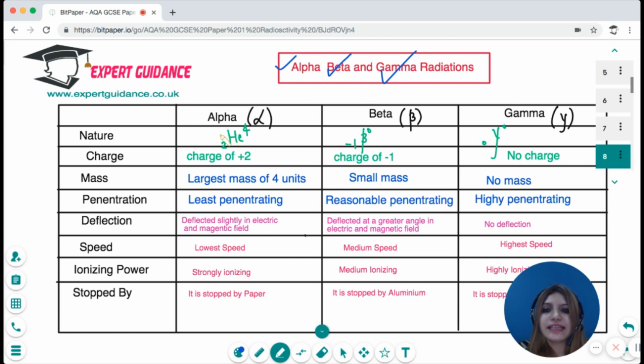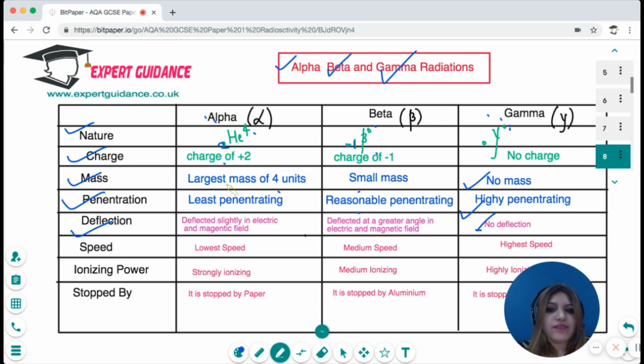So alpha is a helium particle with the charge of 2 and mass 4. Beta is an electron with no mass and the charge -1. And gamma has no charge and no mass. So the alpha particle has the biggest mass and is the heaviest. Beta has the smallest mass, and gamma is just an electromagnetic radiation, so it has no mass. Alpha particle being heavy is least penetrating, beta is reasonably penetrating, and gamma is highly penetrating. Alpha, since it's very heavy, is deflected slightly in an electric and magnetic field. Beta is deflected at a greater angle, and gamma shows no deflection because it has no charge.